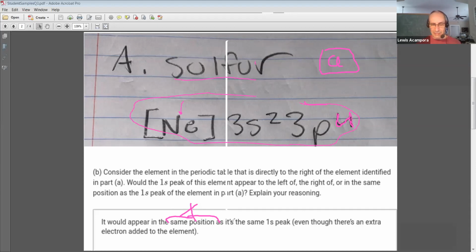Even though it's the same, the students can be thinking that it's the same electrons and therefore they have the same energy. But remember, the energy of those electrons depends on the charge on the electrons and the charge on the nucleus. And there would be a different number of protons in the nucleus.